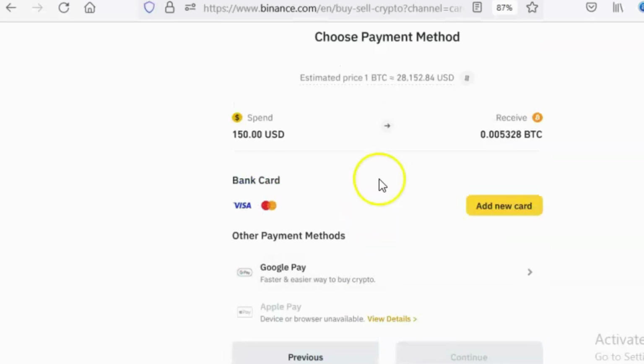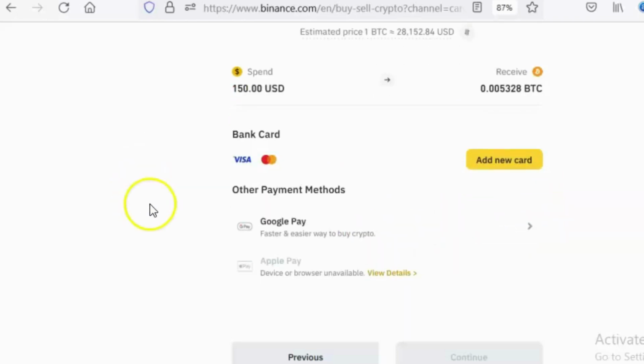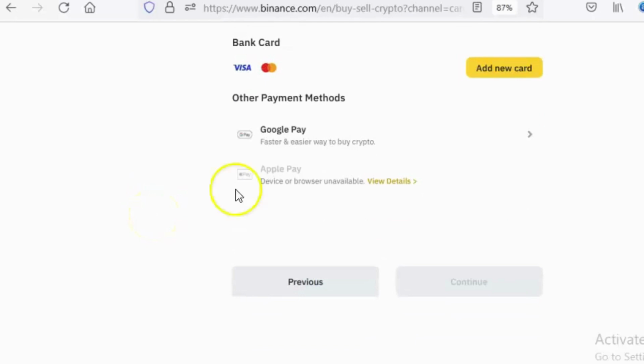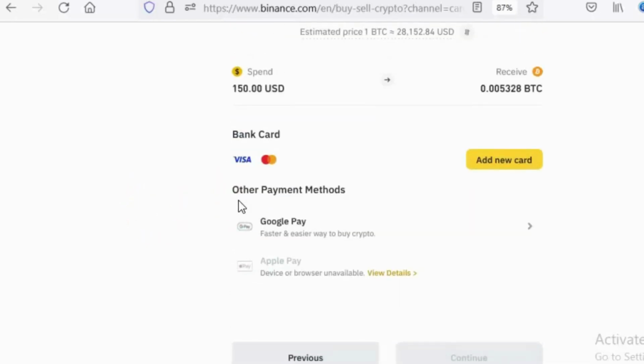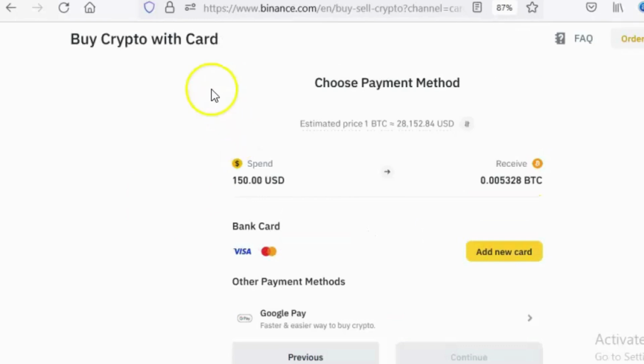When we continue, it takes us to this page where it shows us also the USD we are using to buy the BTC, and then it asks us to insert our card, or if our card is already inserted in Google Play, we proceed with that. So I will stop here since I'm not pursuing this option. I'm not buying with card.